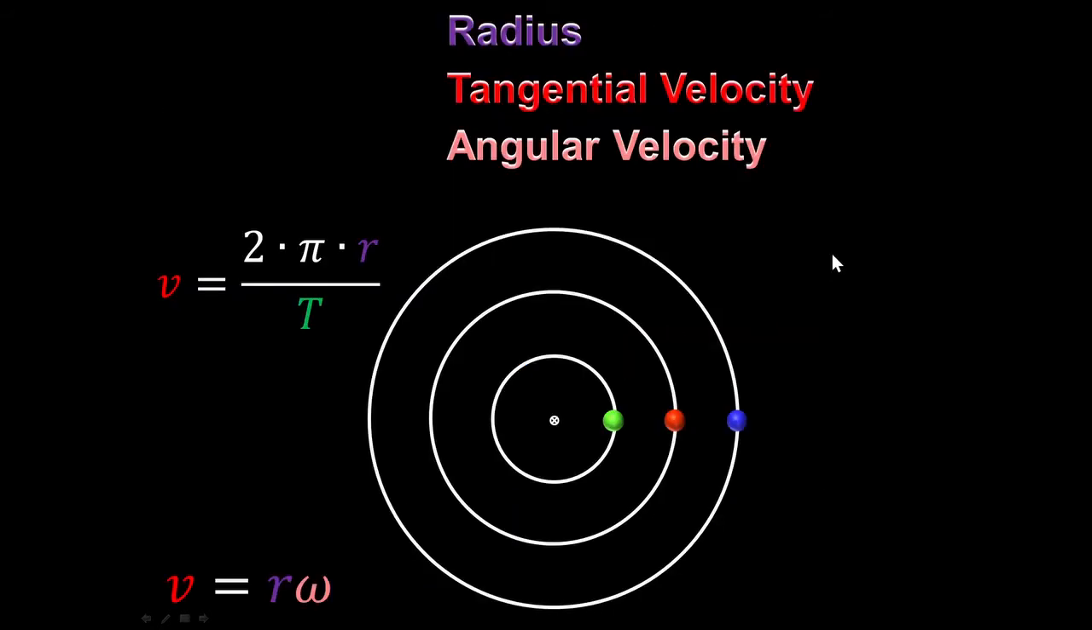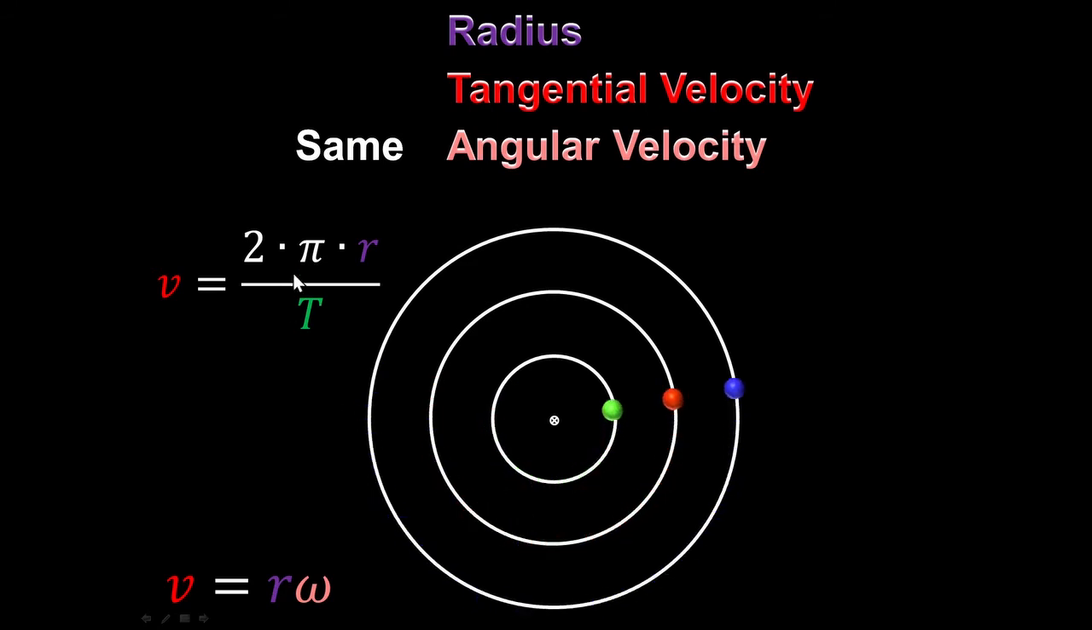All right, let's see if we can just practice this equation in particular. Velocity equals radius times angular velocity. So these things are going around the circle here, and of the three variables, radius, tangential velocity, or angular velocity, what do all three of those shapes have the same of? They have the same angular velocity. They're revolving through the same number of angles every second.